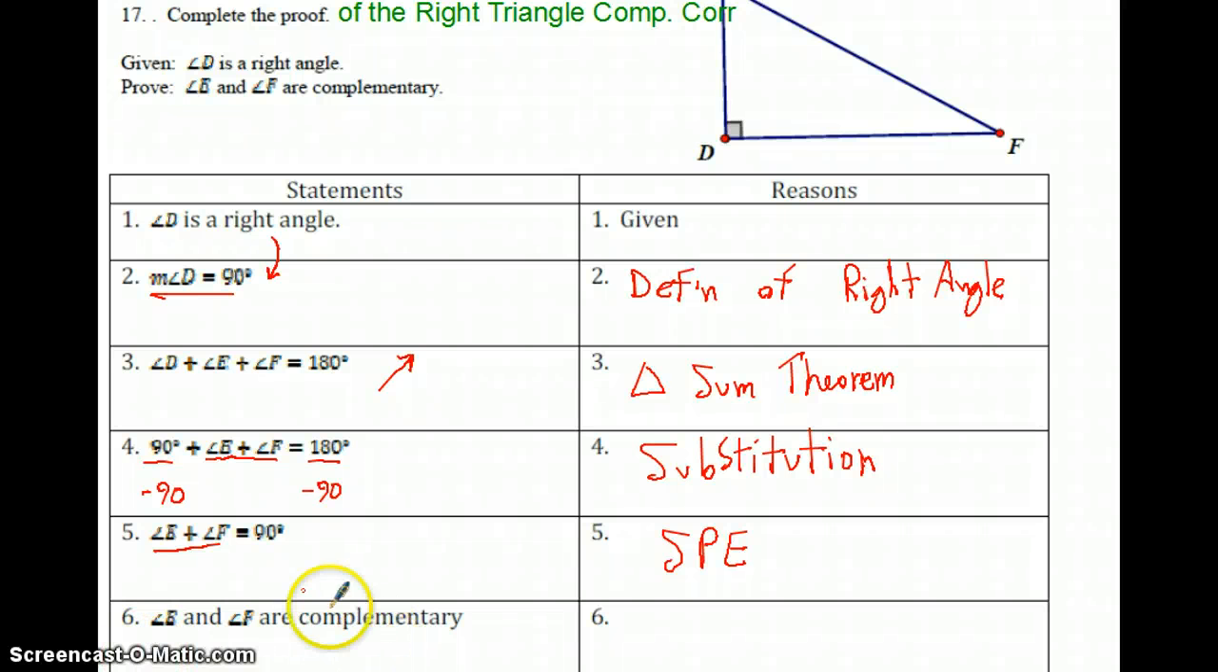How do I know E and F are complementary? Look up here. What is it about this previous business that tells me that they're complementary? Some people look back in the picture all the time and say, oh, E and F are complementary because of that thing, or some other crazy reason. Well, the last step in the proof has to have something to do with the stuff that came before it. Look right here: E plus F is 90. Why are they complementary? Well, that's what complementary means. Complementary means that they add up to 90. So this deserves the term complementary because we have satisfied the definition of complementary.